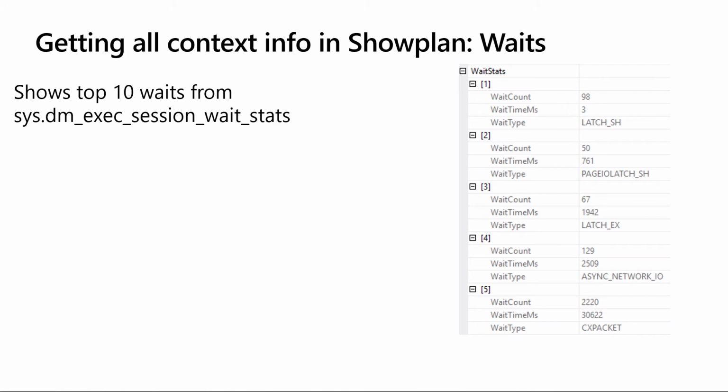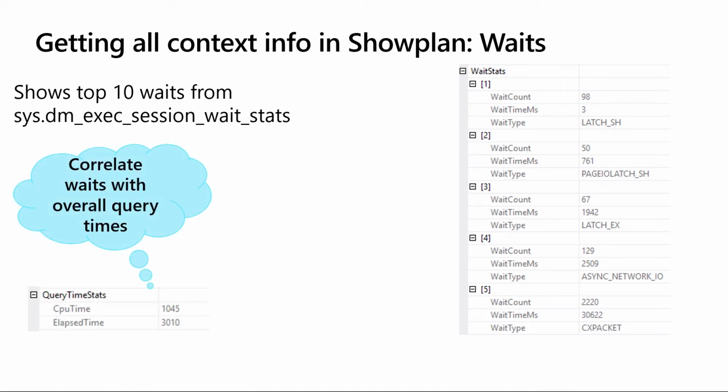You can also see wait information. More recent versions of SQL Server, starting with 2016 Service Pack 1, show you the top 10 wait types while your query was executing, and those get captured inside the query plan. You can then use that information to correlate, as I mentioned a minute ago, with the query times. For example, if I see a query that took 1 second of CPU of the 3 seconds of elapsed time, this means that the query was not active all the time. There are some waits occurring there.